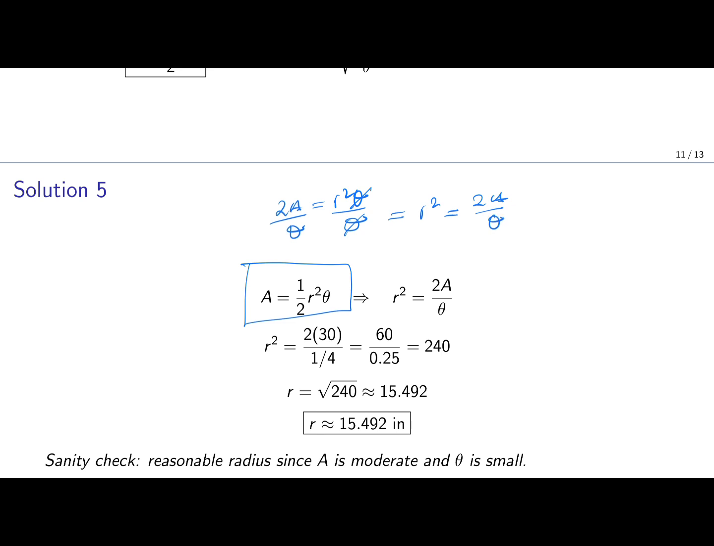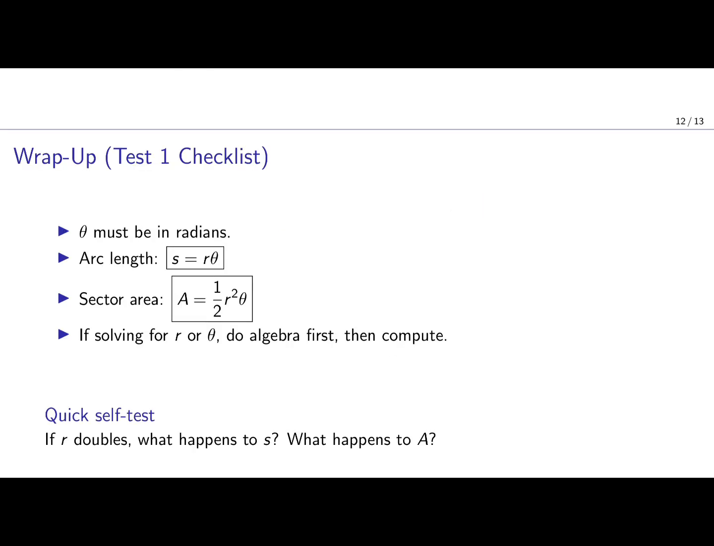Next, substitute. A is 30 and theta is 1/4. So r squared equals 2 times 30 divided by 1/4. That's 60 divided by 0.25, which is equal to 240. But remember, here you have r squared, so now we take the square root. So r equals the square root of 240, which is about 15.192. So the final answer is that the radius is approximately 15.192 inches. Quick check: because the angle is small, you need a decent radius to get an area of 30, which is reasonable.